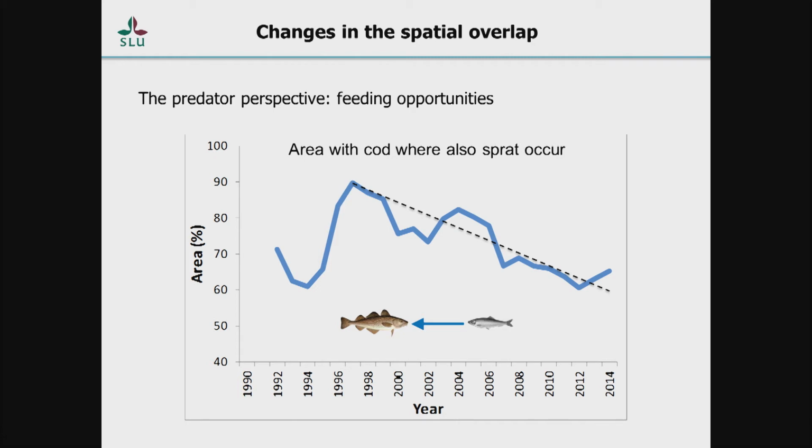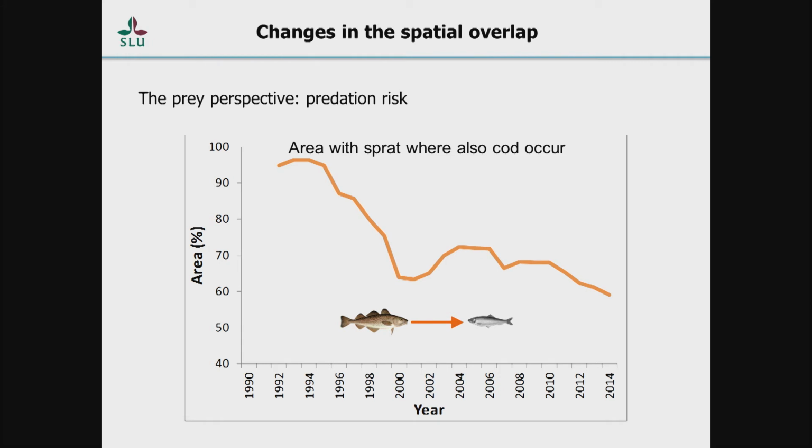And this is what we call the predator perspective. So actually, what are the feeding opportunities of cod on this prey? And then on the other side, we have the prey perspective. So if we try to estimate the area where also the predator is occurring, also this is decreasing. So from 100% to 60%, which means the spatial overlap between predator and prey became much, much lower nowadays. So predator and prey, they don't encounter each other so much anymore.